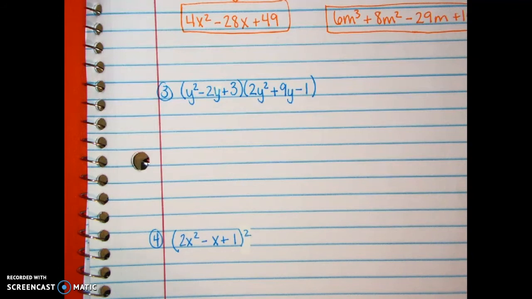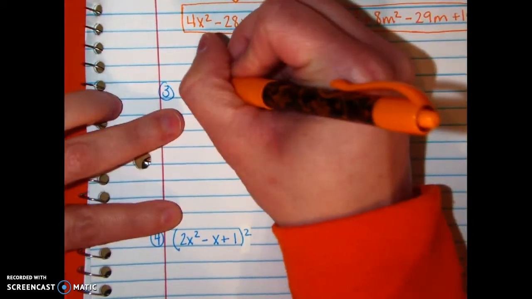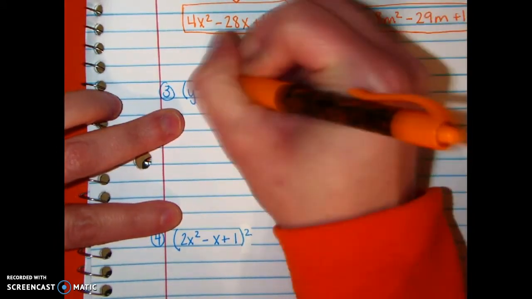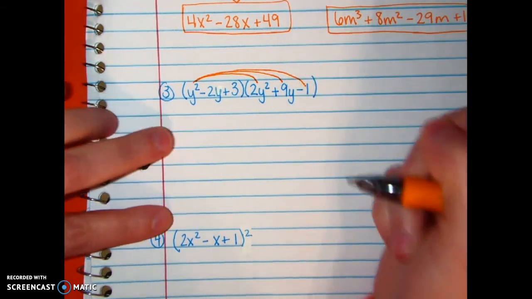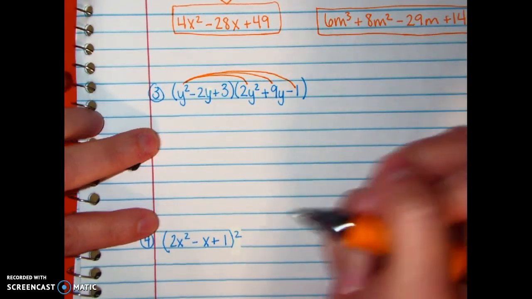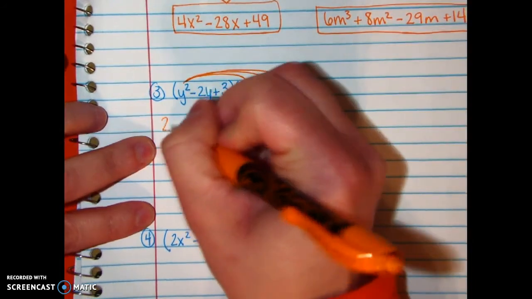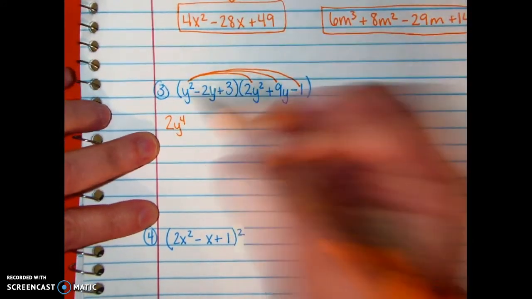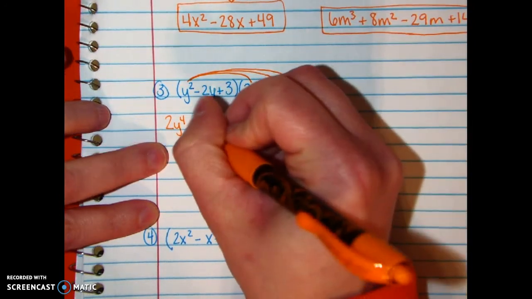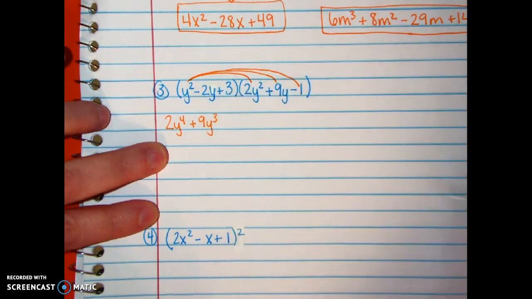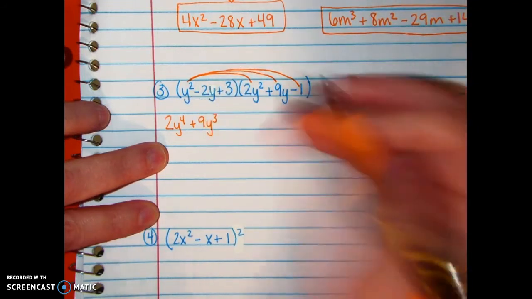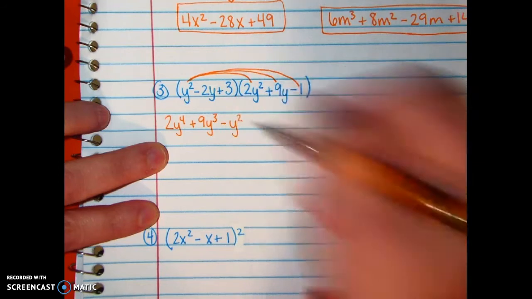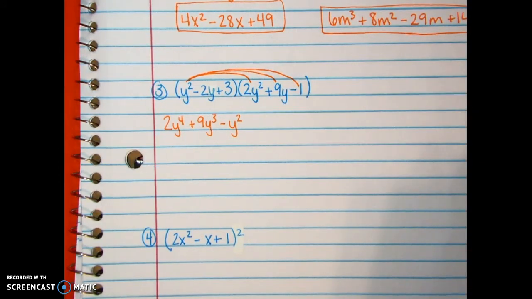And other years I've taught this with 3 different colors. So you do like y squared in orange. I guess I can do that on this one. So y squared times 2y squared is 2y to the 4th. And then y squared times 9y is a positive 9y cubed. And y squared times negative 1 is negative y squared. Okay, and then I can switch colors here.